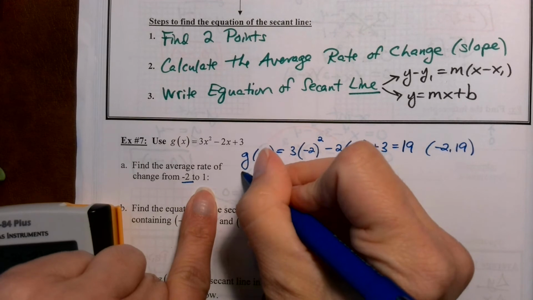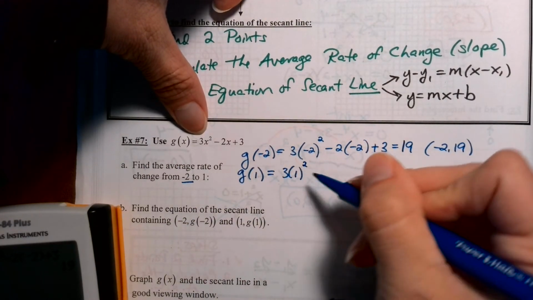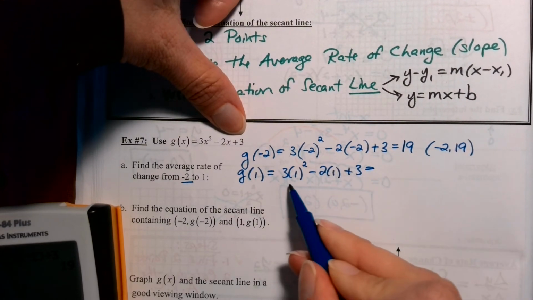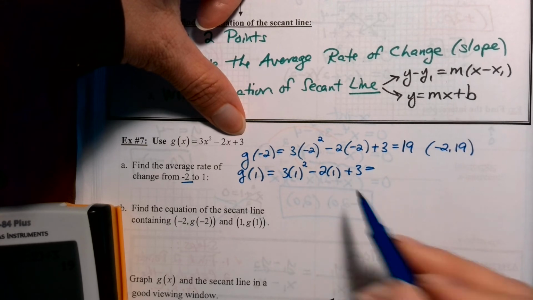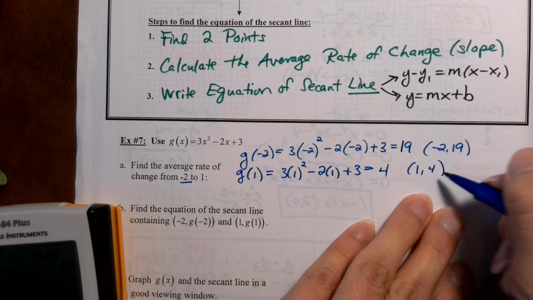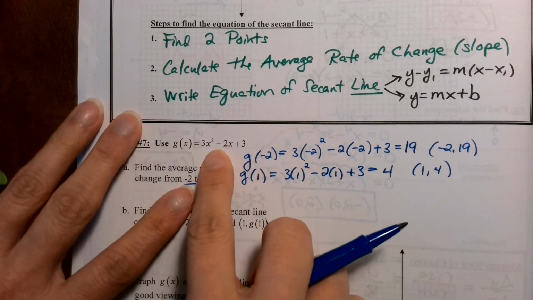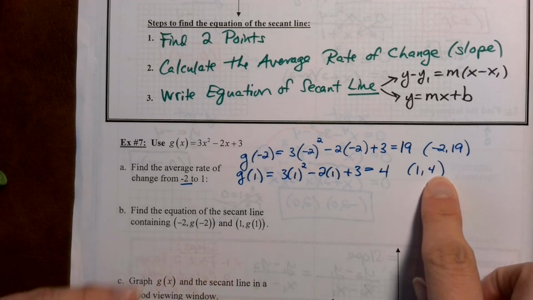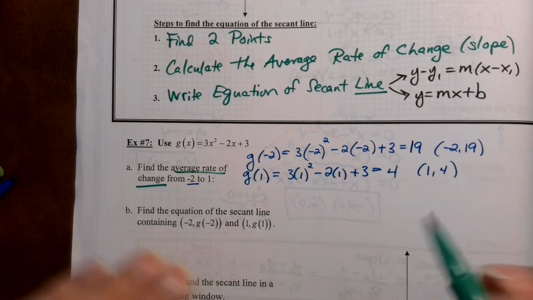All right, we have to do it again. Let's plug in a 1, g of 1. So we've got 3 times 1 squared minus 2 times 1 plus 3, and that's going to make a 4. Okay, so we have the point 1 comma 4. All right, so we found the 2 points on this parabola. One of the points is starting at -2, and then the other point starts at 1. There they are.